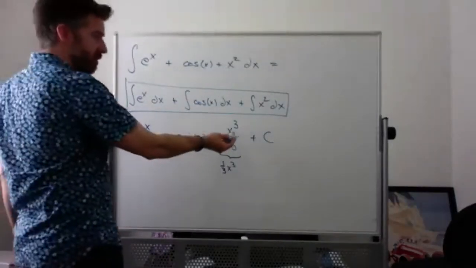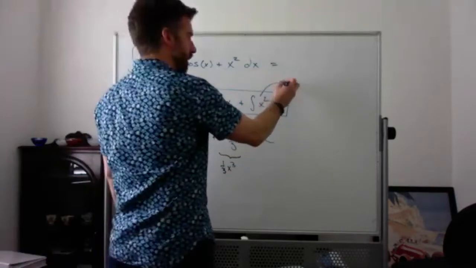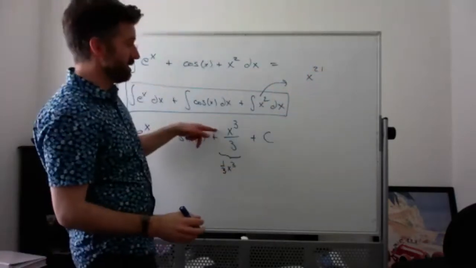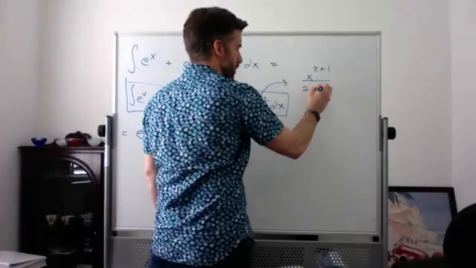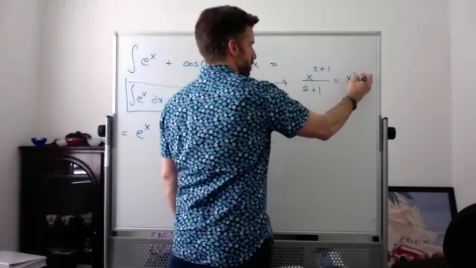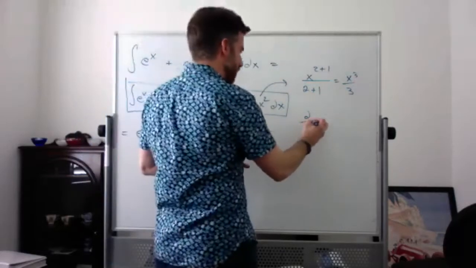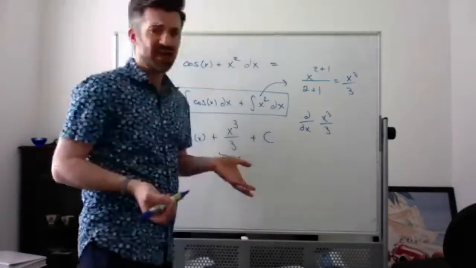The way I got x cubed over 3, again, was I'm just using the anti-power rule, that the antiderivative of x squared is x to the 2 plus 1 over 2 plus 1, which is x cubed over 3. Really, it's because the derivative of this is equal to that. And the reason that's the antiderivative is because, what's the derivative of x cubed over 3?